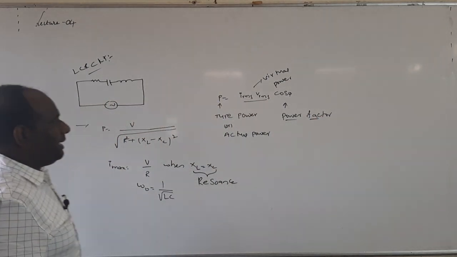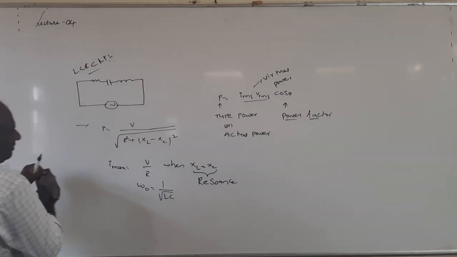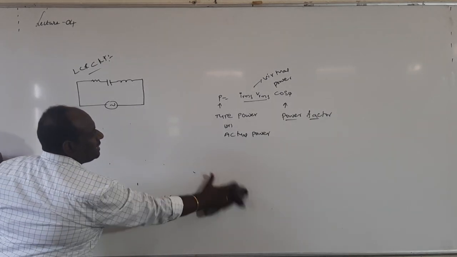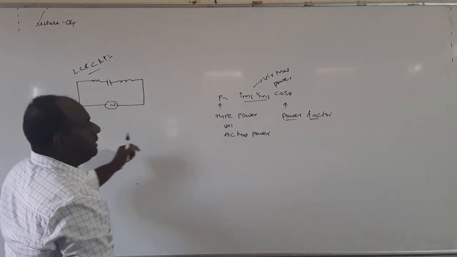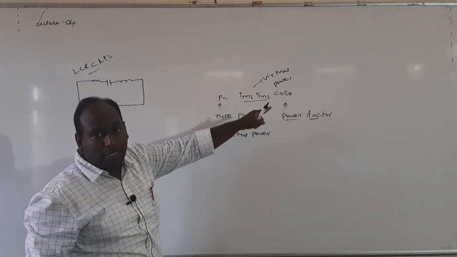Based on this power factor we can say what is the power loss in the circuit. We are going to discuss that now. In the last session we ended by deriving this formula, P is equal to IRMS into VRMS into cos phi.